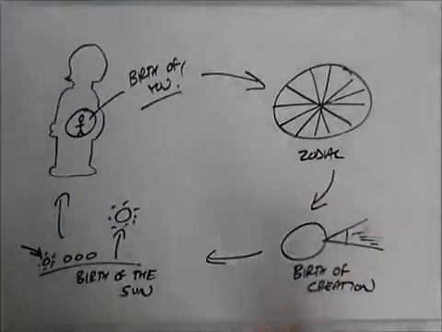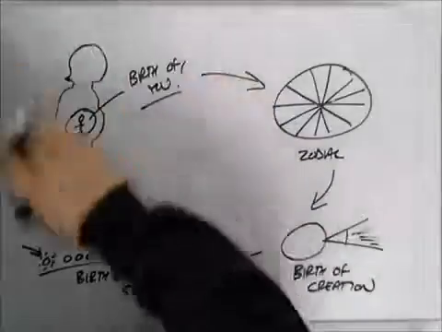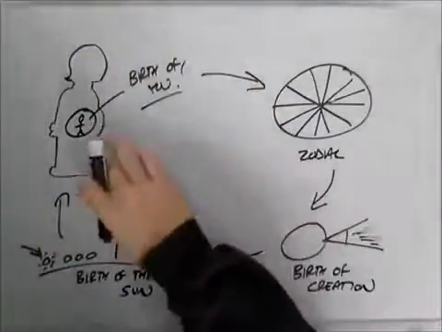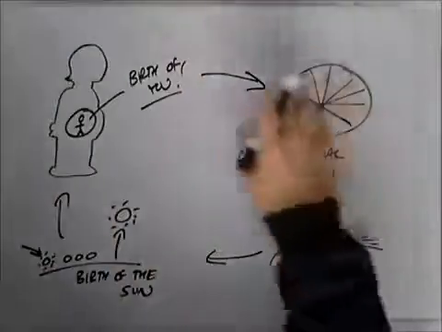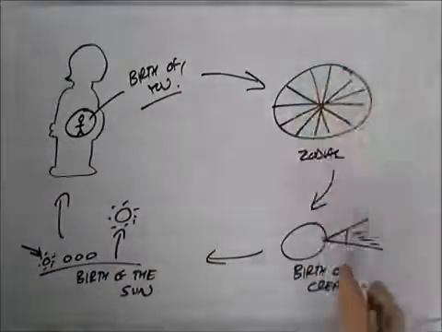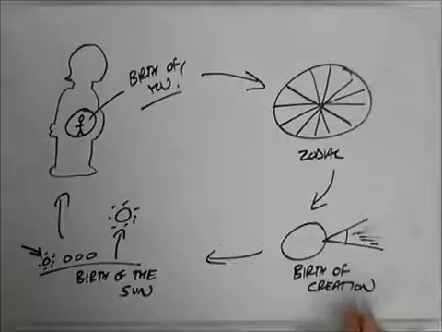Okay, so what we're going to do in this video is correlate the birth of you, so the you in the 9 months that you're in your mother's womb, we're going to correlate that to the zodiac, the 12 ages of the zodiac. We're going to correlate that to the birth of all creation.